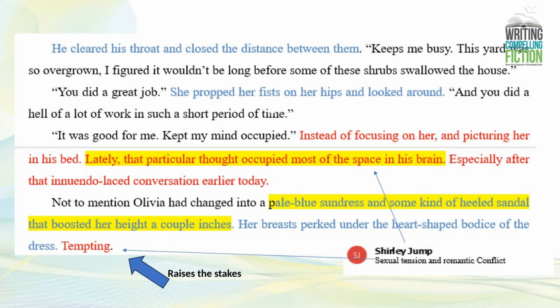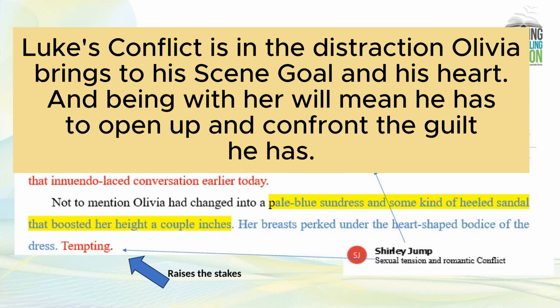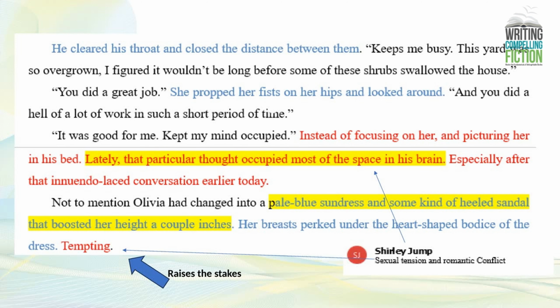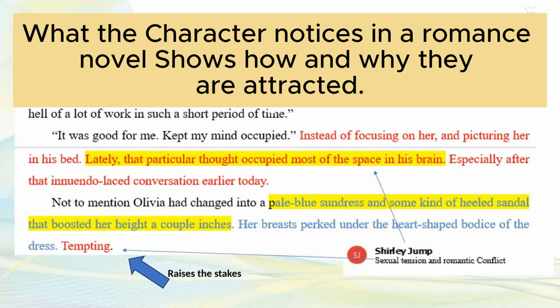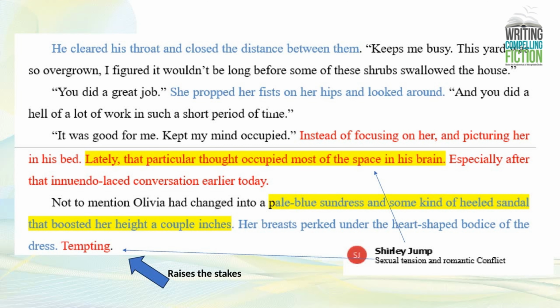And he doesn't want to think about her in another way because he's really attracted to her, and he definitely doesn't want to do that. And so focusing on the yard work instead of focusing on her allows him to put a little distance in there. And he notices the dress. That's a showed detail, and that shows exactly how he's attracted to her and what he's attracted to. But he notices the sundress.